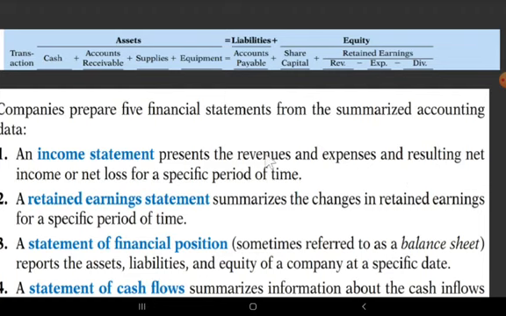If revenue is greater than expense, we get net income. If expense is greater than revenue, there is net loss. For that matter, the income statement results in net loss or net income, and it includes revenues and expenses.